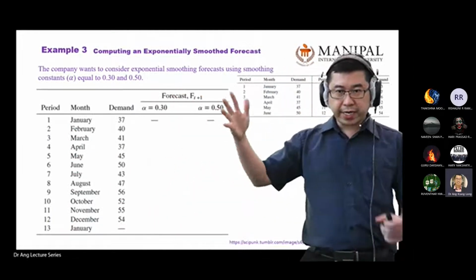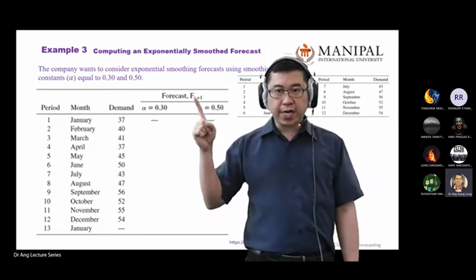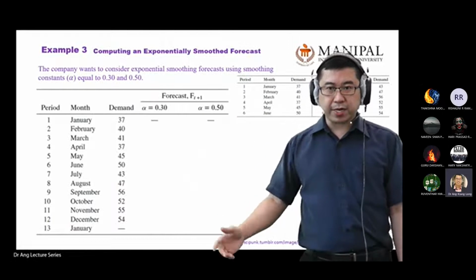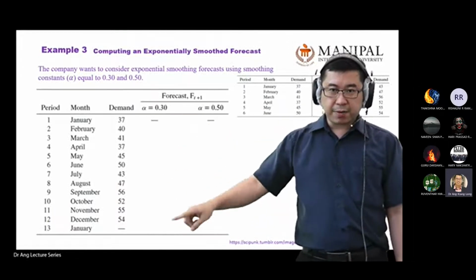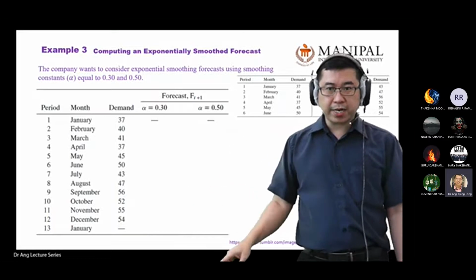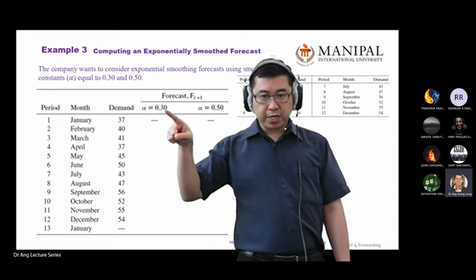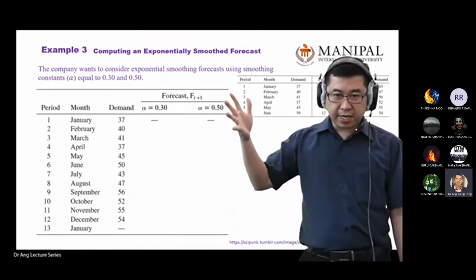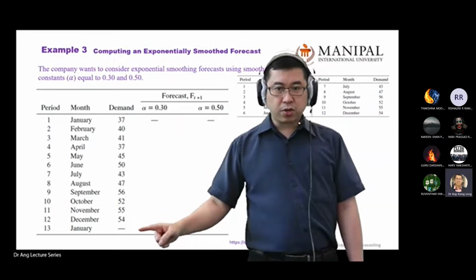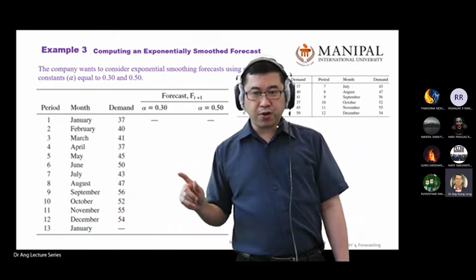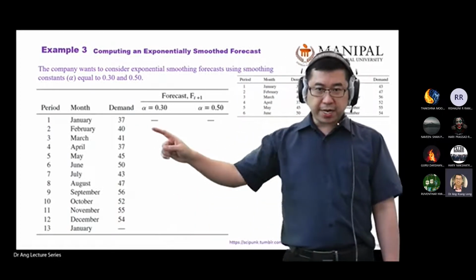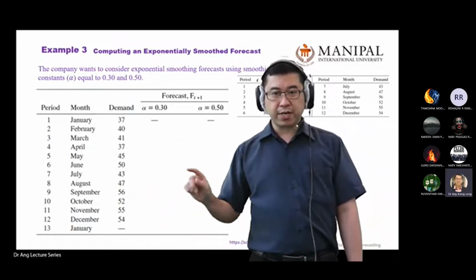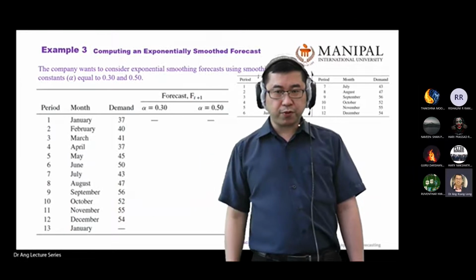Then this is your working space here. You are going to do the forecast F sub t plus 1. All these values are your F sub t plus 1 data. Alpha 0.3 is this column, alpha 0.5 is this column. You work on 0.3 first, then you complete this one. There are a total of 24 calculations here. Each month has its own calculation. You have 12 sets of calculations to go, so 12 plus 12, you have 24 calculations.